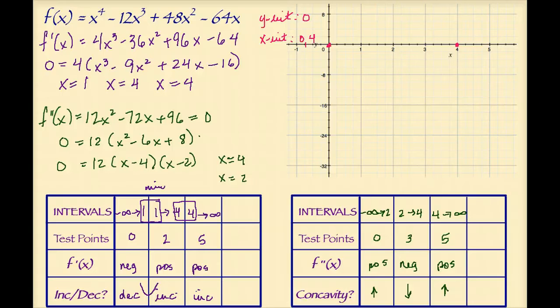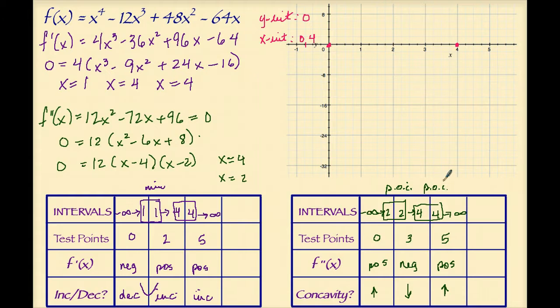Let's look at our potential points of inflection to see if they actually are points of inflection, starting with 2. Notice that concavity changed from positive to negative. If there's a change in concavity on either side of the value, then it actually is a point of inflection. So we do have a point of inflection at 2. What about at 4? Once again, there was a change from concave down to concave up there, so 4 is also a point of inflection.